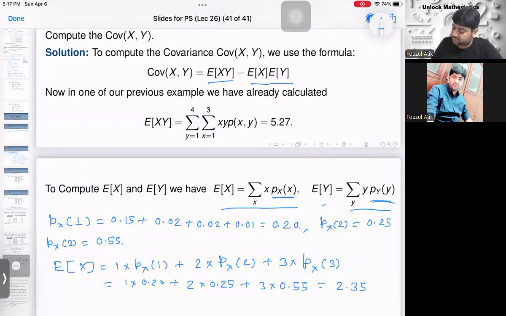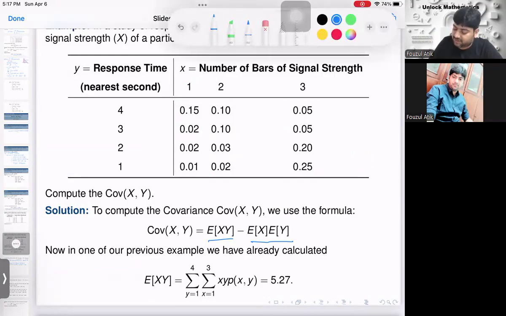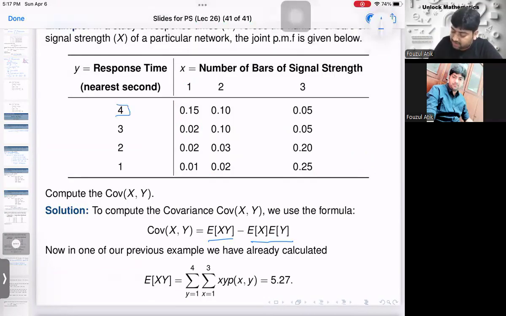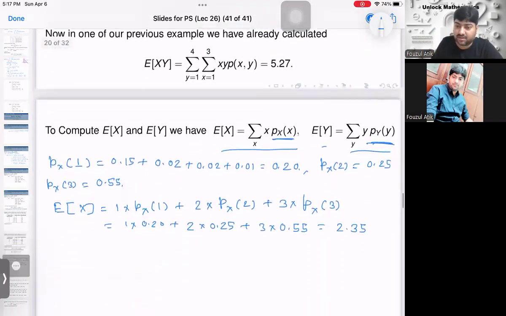So then we have to calculate this one. For that, we need the marginal PMF of y. We can do it in the same way. In this case, the probability mass function for y equal to 4. For y equal to 4, how will we do it? Py of 4 is the sum over all the x, right? So what is the sum? 0.15 plus 0.10 plus 0.05.